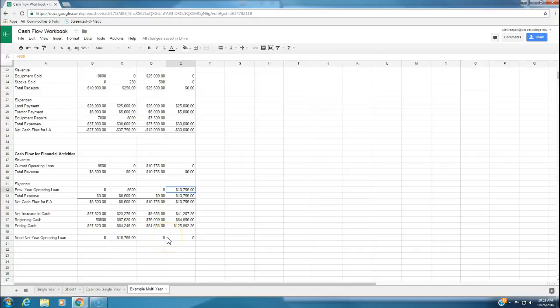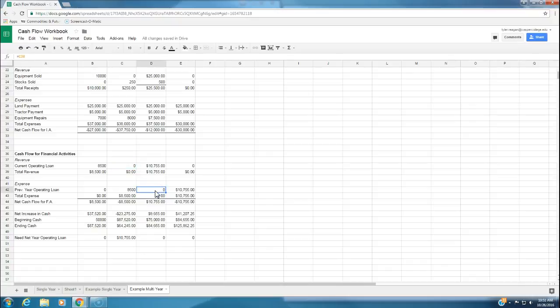So that's kind of how the circular flow of the loans work. You go through and you figure out your cash flow for the first year. Figure out if you need an operating loan. The need for the operating loan becomes the revenue under operating loan for the next year, and that will have to be paid out in the following year.